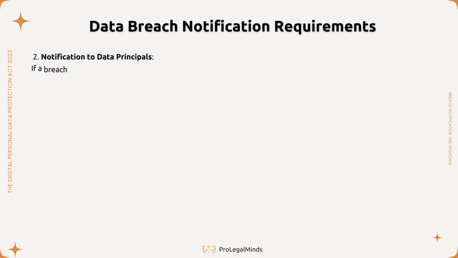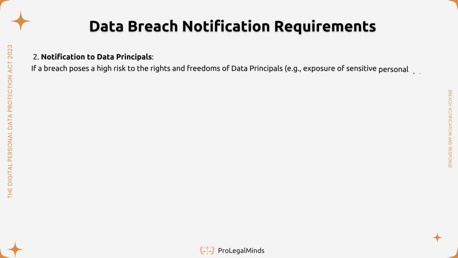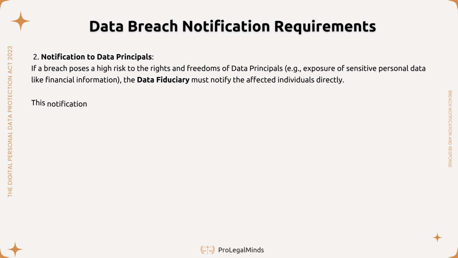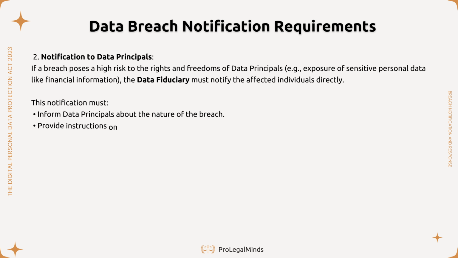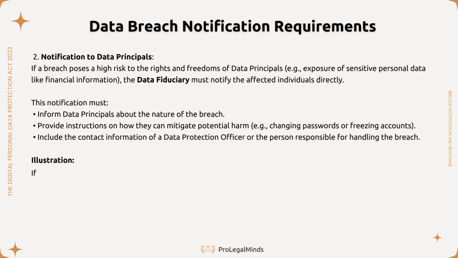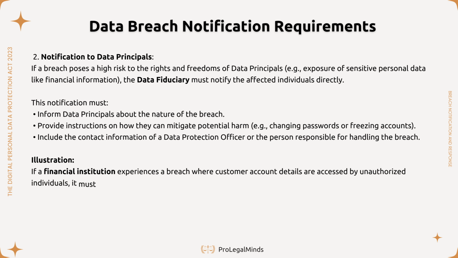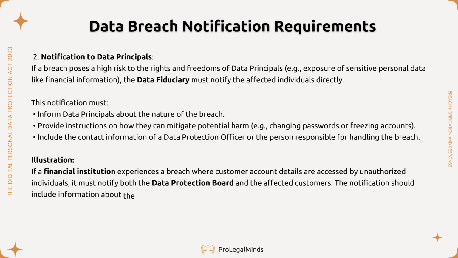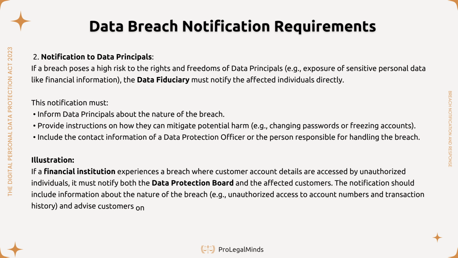Notification to data principals. Section 8(6) also mandates that if the breach is likely to pose a high risk to the rights and freedoms of data principals, e.g., exposure of sensitive data like financial information, the data fiduciary must notify the affected individuals. The notification must inform data principals about the nature of the breach, provide clear instructions on how individuals can mitigate the potential harm, e.g., changing passwords or freezing accounts, and include the contact information of the Data Protection Officer, DPO, or the person responsible for handling the breach.